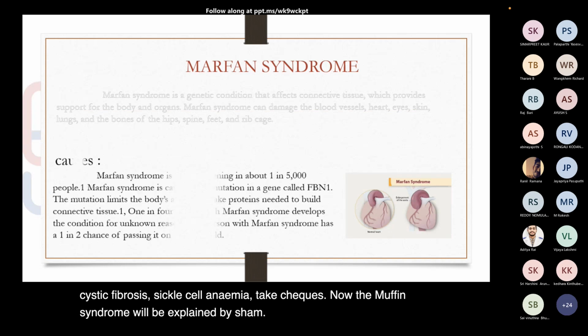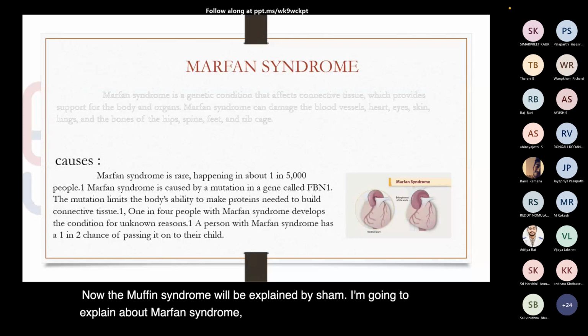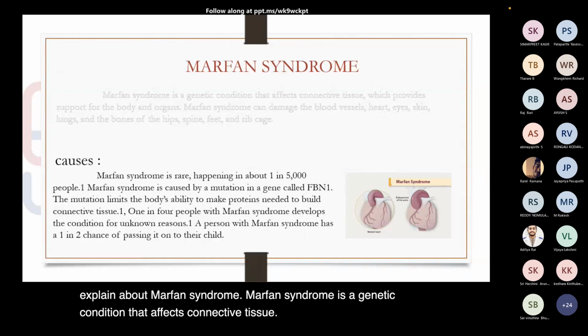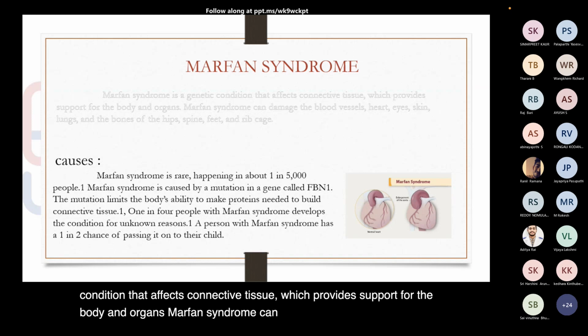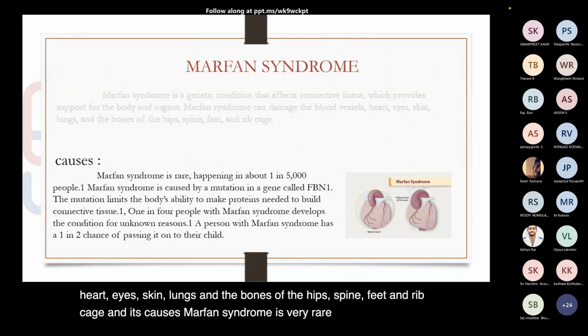I'm going to explain about Marfan syndrome. Marfan syndrome is a genetic condition that affects connective tissue, which provides support for the body and organs. Marfan syndrome can damage the blood vessels, heart, eyes, skin, lungs, and the bones of the hips, spine, feet, and ribcage. And its causes. Marfan syndrome is very rare, happening in about 1 in 5,000 people.